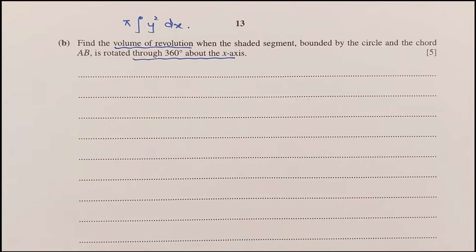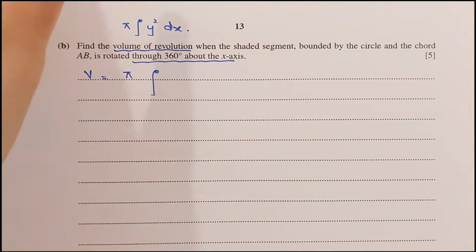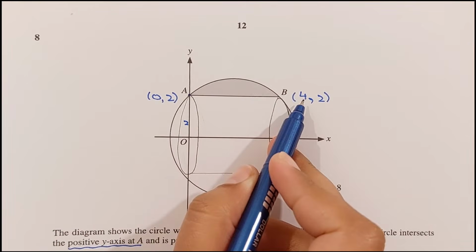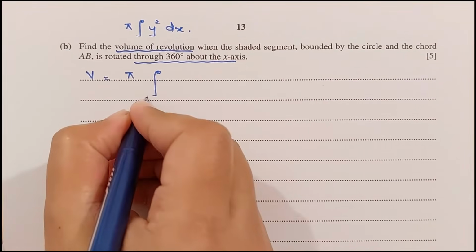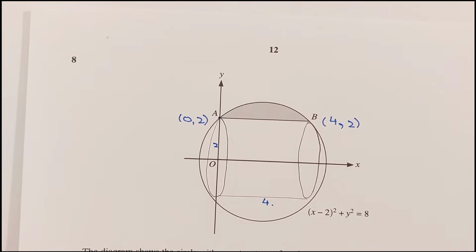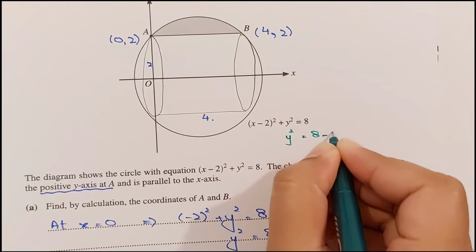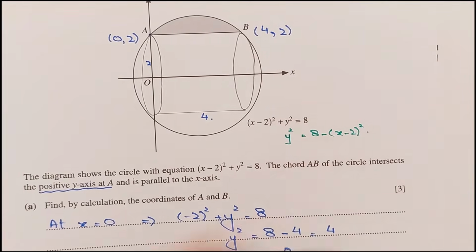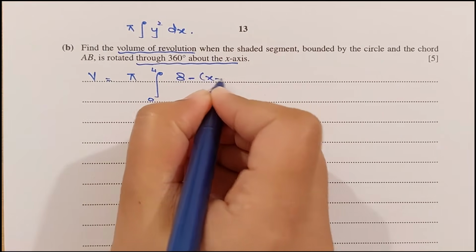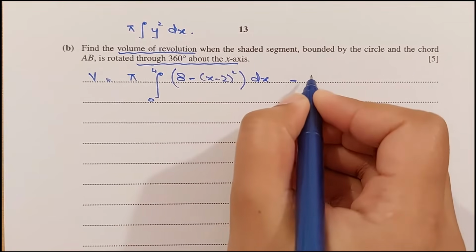So the volume of revolution is pi integrate, and we have to integrate from A to B. The x coordinate of A is 0 and the x coordinate of B is 4. Between 0 and 4 we integrate y squared dx. First we have to find y squared. You can see we have a curve here. y squared is equal to 8 minus (x minus 2) whole squared. So this is the integral of 8 minus (x minus 2) whole squared dx, then subtract the volume of a cylinder.